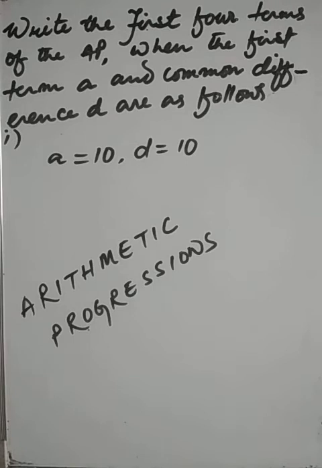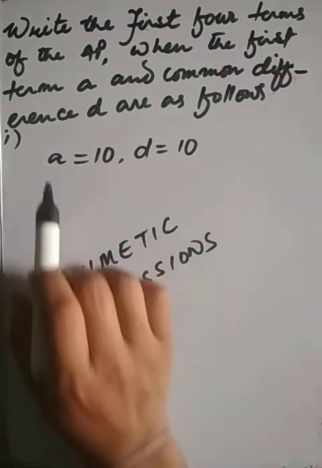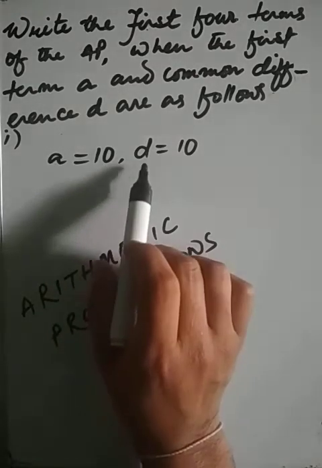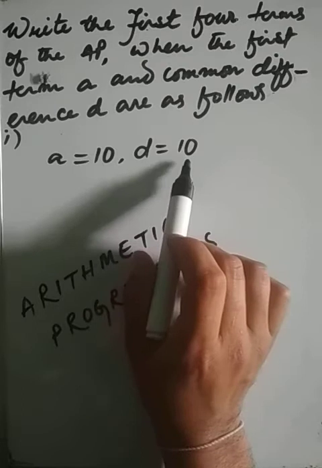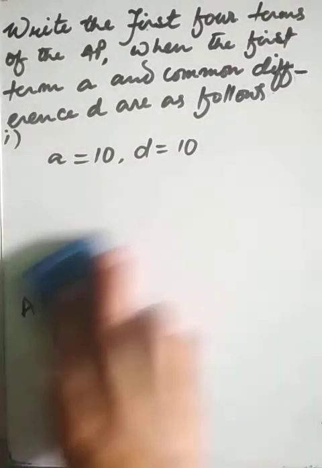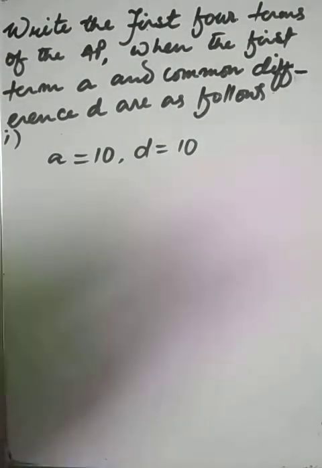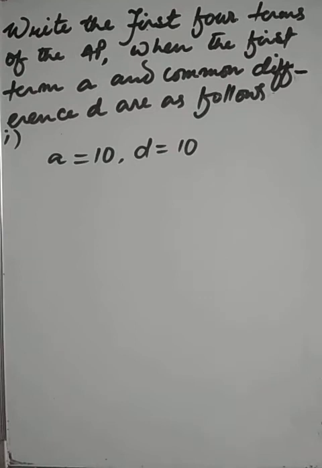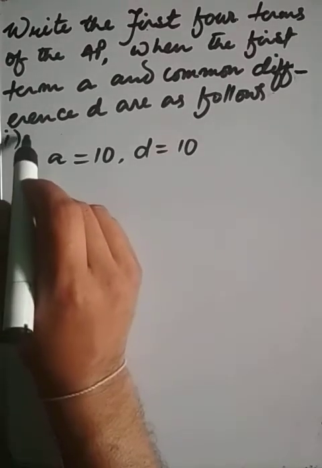Here is the question. Write the first four terms of the AP when the first term a and the common difference d are as follows. Here the first term a is given to us and the common difference d is also given to us, and we are asked to find the first four terms of the AP. So let us start solving now. The space available is very less, so I'll just start my solution directly from here.